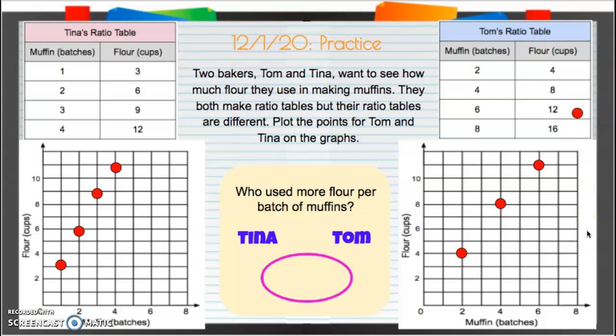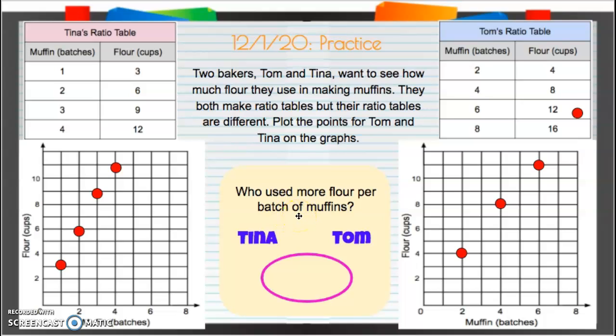All right, so now we have our graphs. So first of all, this one looks like it's spread out a little bit more, going a little bit to the side here. This one's like, oh, we're going up fast. So who used more flour per batch of muffins? There's a couple ways that we can use this.